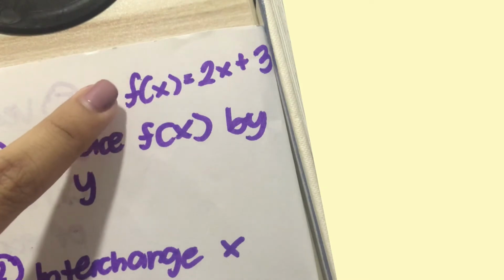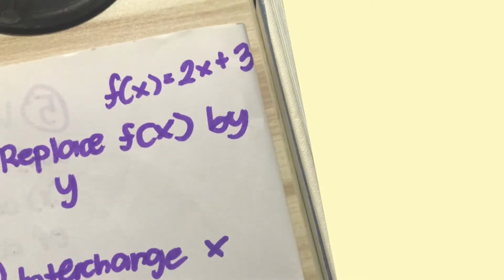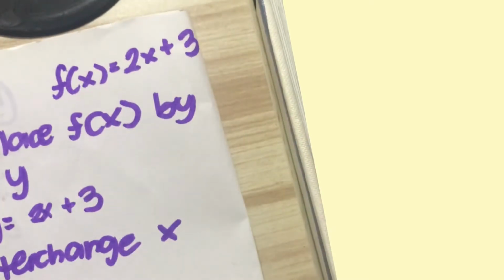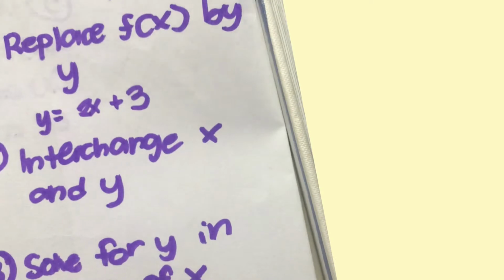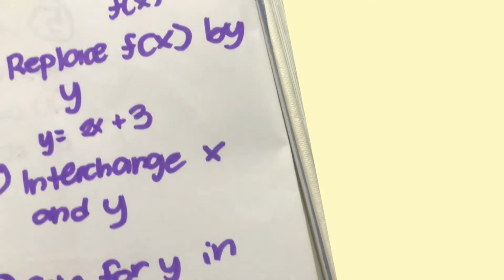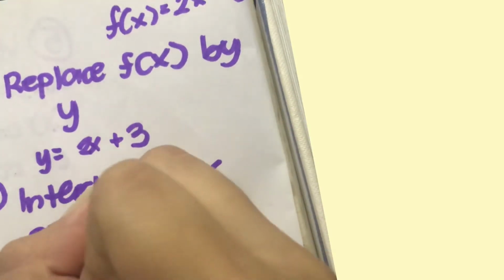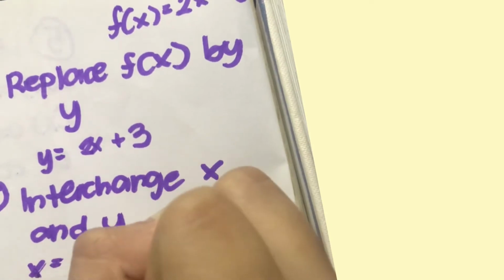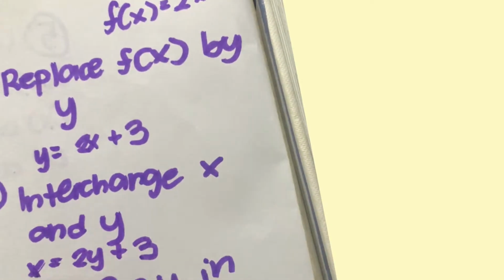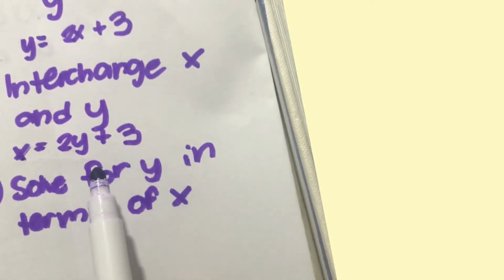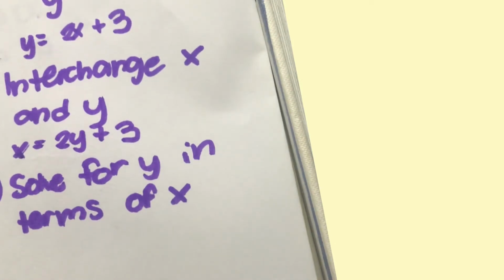So now let's solve the first example. First, we replace f of x by y. So that will be y is equal to 2x plus 3. Then we interchange x and y. That will be x is equal to 2y plus 3. So now we solve for y in terms of x.